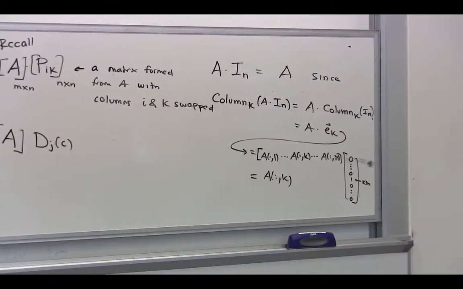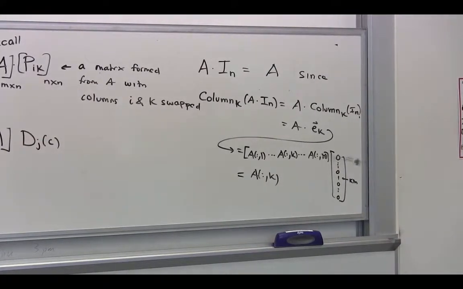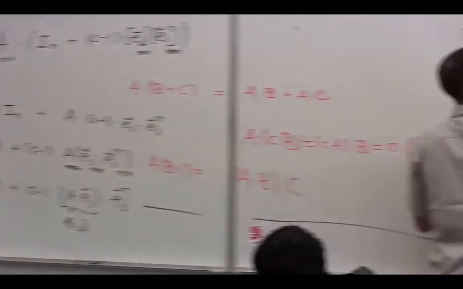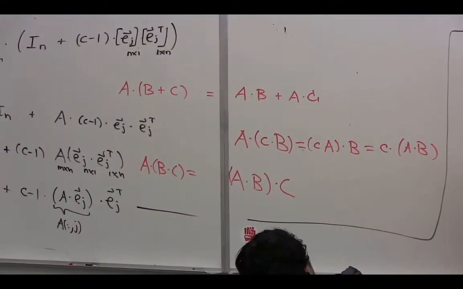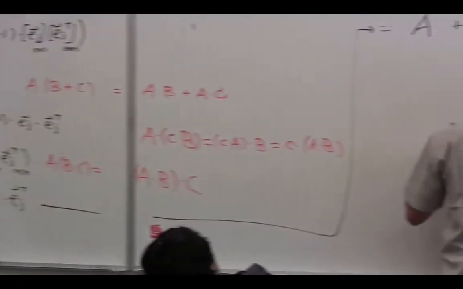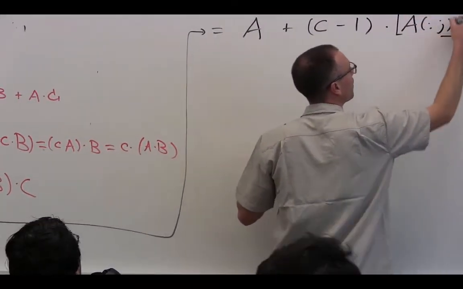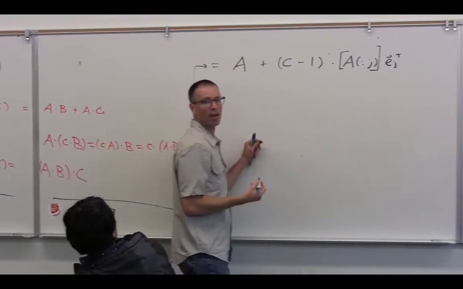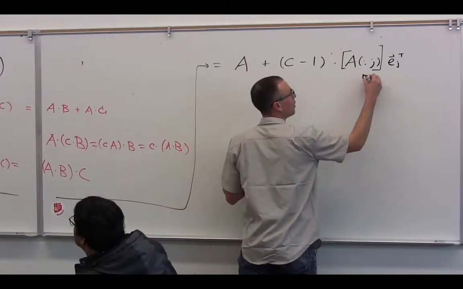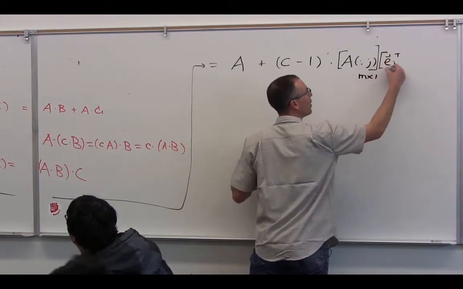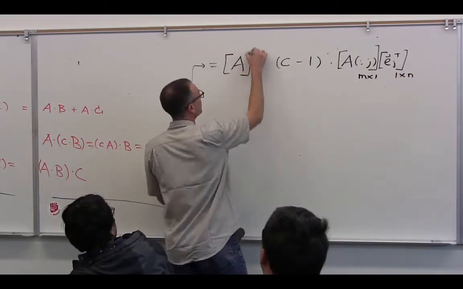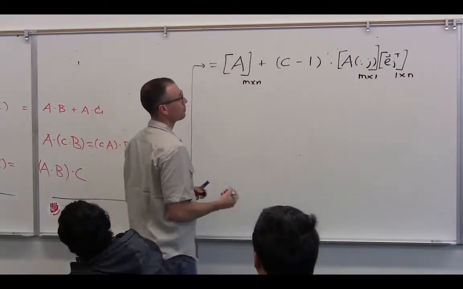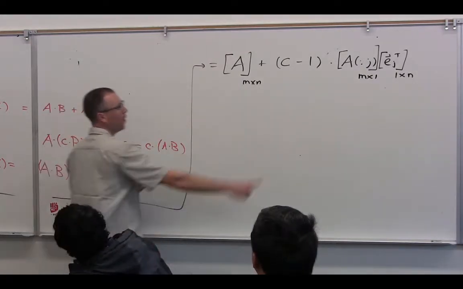Okay. So now this thing is now A plus (c minus 1) times the jth column of my original matrix, and then I'm going to place that column in a very special place. So let's go ahead and look at this thing. How big is the jth column of my original matrix? m by 1. How big is this thing? 1 by n. How big is this? m by n. What is that matrix?